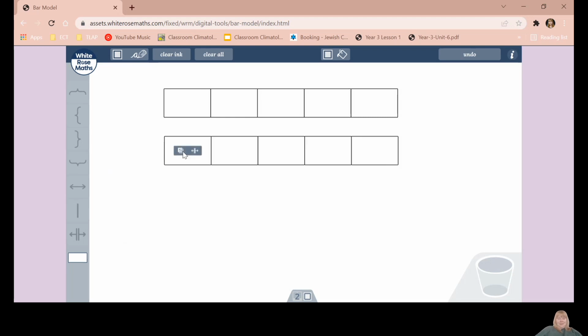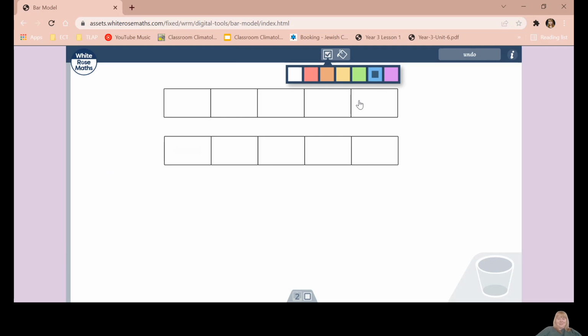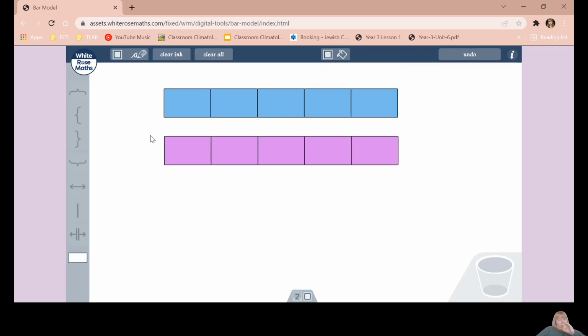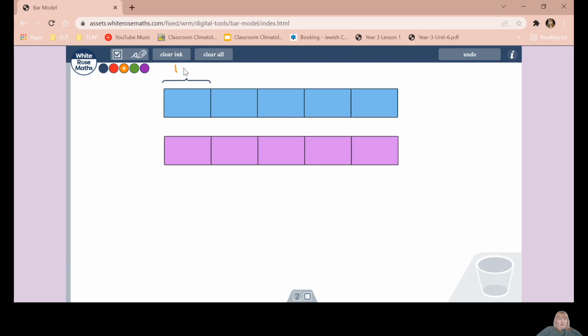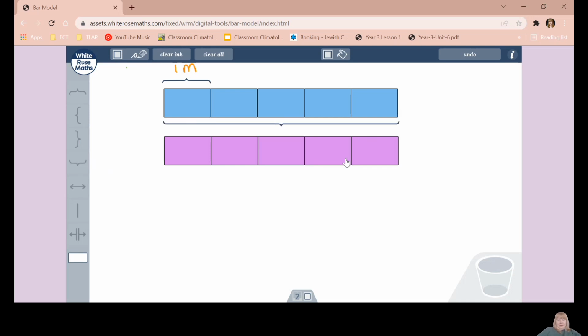Now, we're going to work through a problem together. Now, my blue bar, I am going to say one section of my blue bar is equal to 1 metre. So, how many metres would this bar be all together? So I can see that my bar has been split into 1, 2, 3, 4, 5 sections. So my bar is 5 metres long.